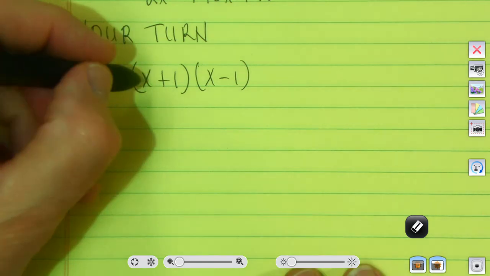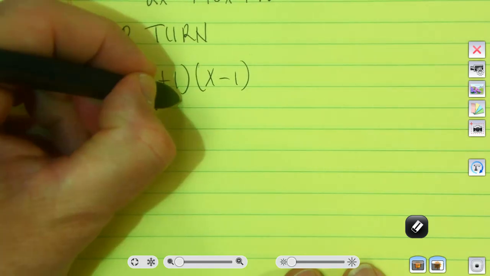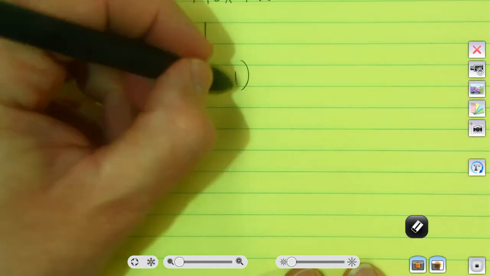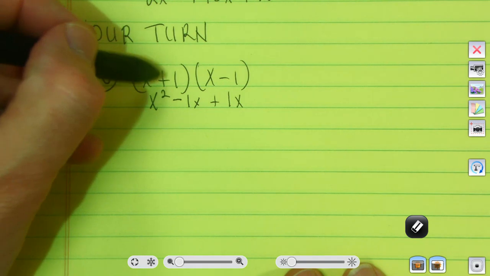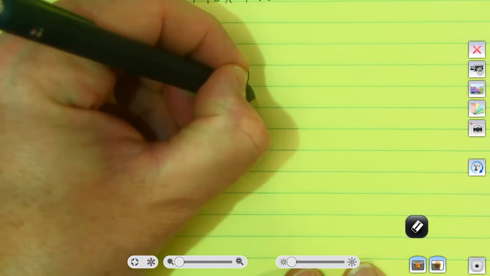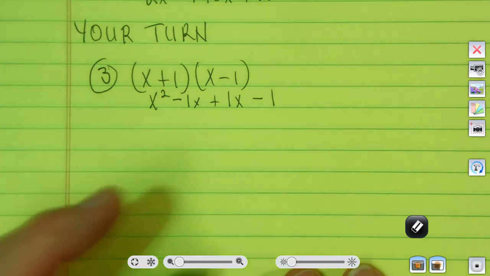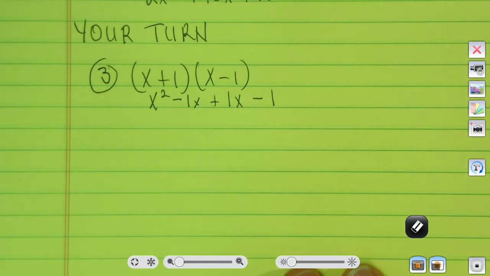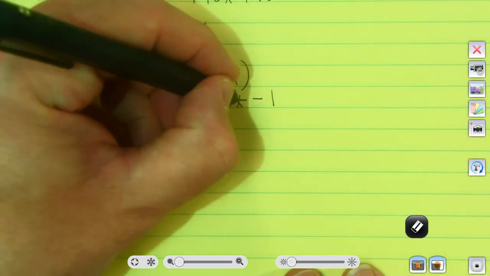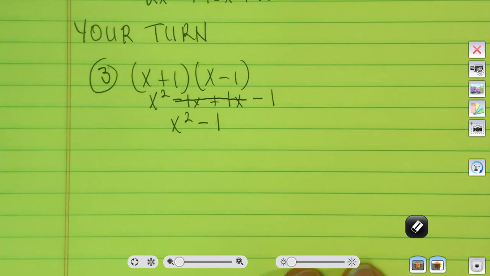So let's see what answer we've got. First of all, x times x is x squared. x times negative 1 is negative 1x. And 1 times x is another plus 1x, or x. I don't have to put the 1 in there, but I can. Positive 1 times negative 1 is minus 1. Am I done? No, I've got some like terms. What is negative 1x plus 1x? That's 0. So those terms cancel each other out. They'll actually drop out, and my answer is x squared minus 1.